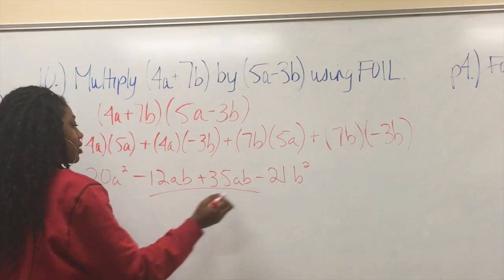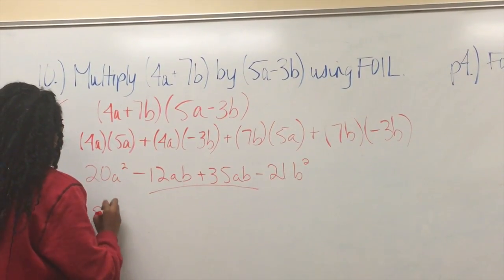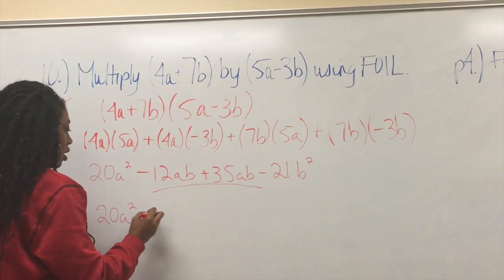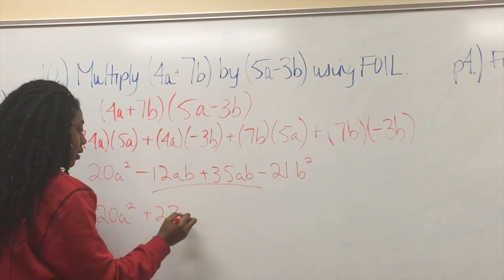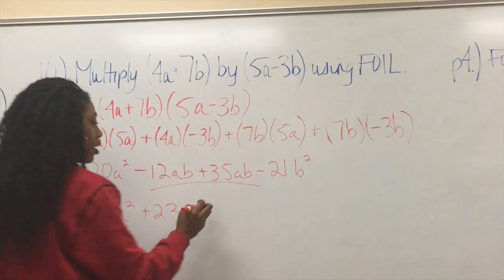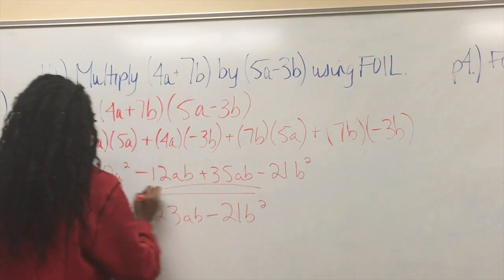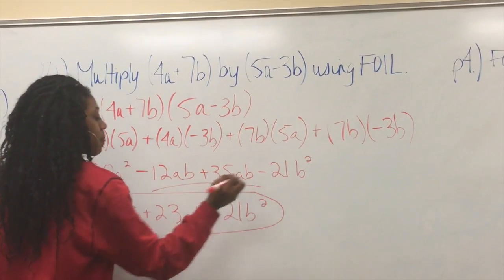And these two are like terms, so it's going to be 12 plus 35 is plus 23ab minus 21b squared. And this is our answer.